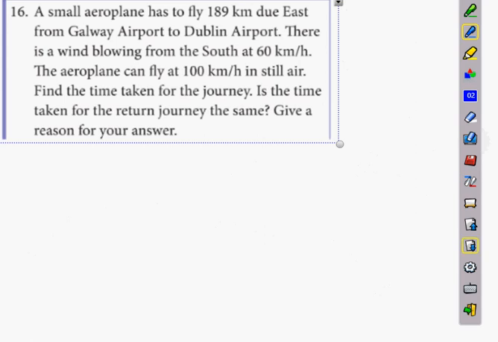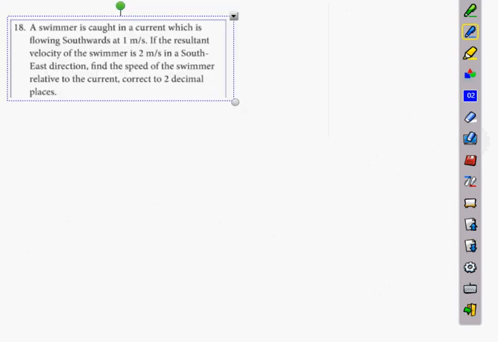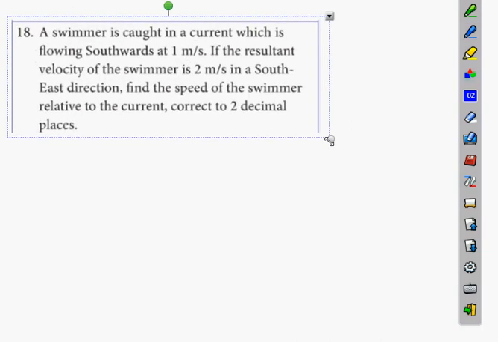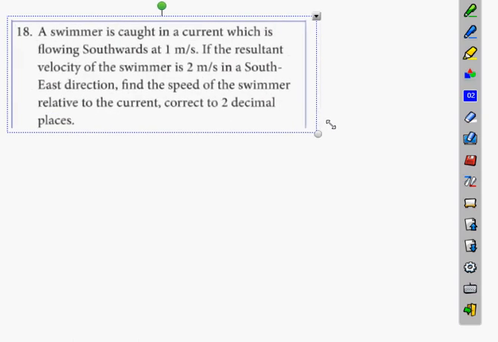So, this one here, he's caught in a current. A swimmer's caught in a current which is flowing southwards at 1 meter per second. The resultant velocity of the swimmer is 2 meters per second in a southeast direction. Find the speed of the swimmer relative to the current. Alright, now this is where language gets you. This is all about your English skills here.